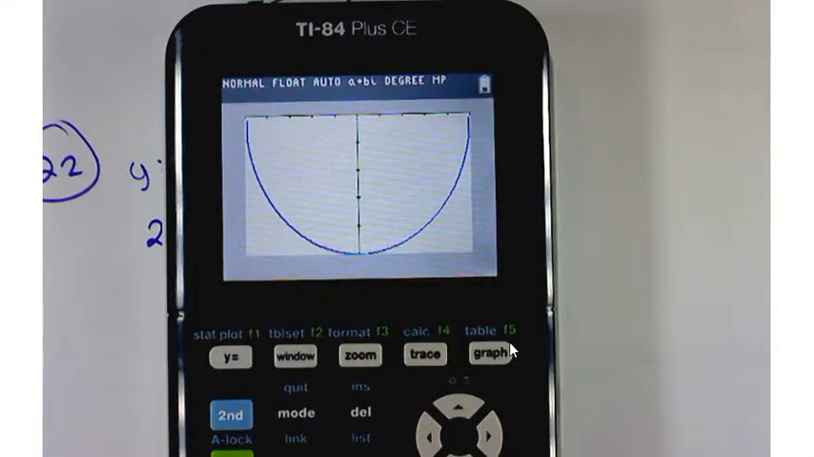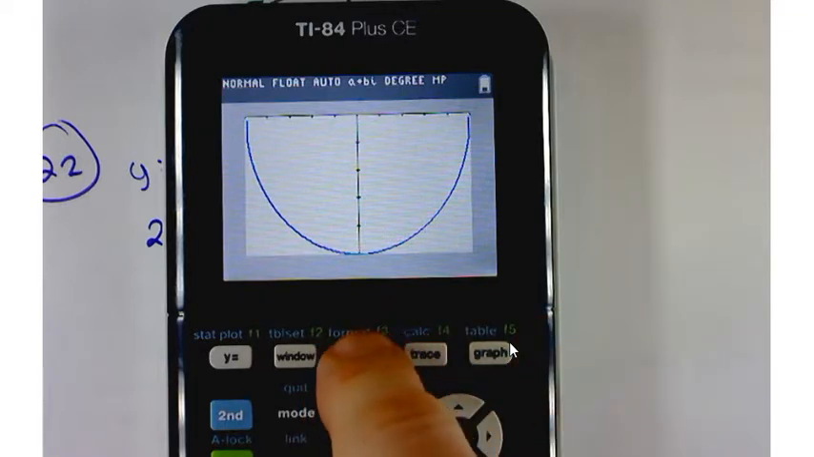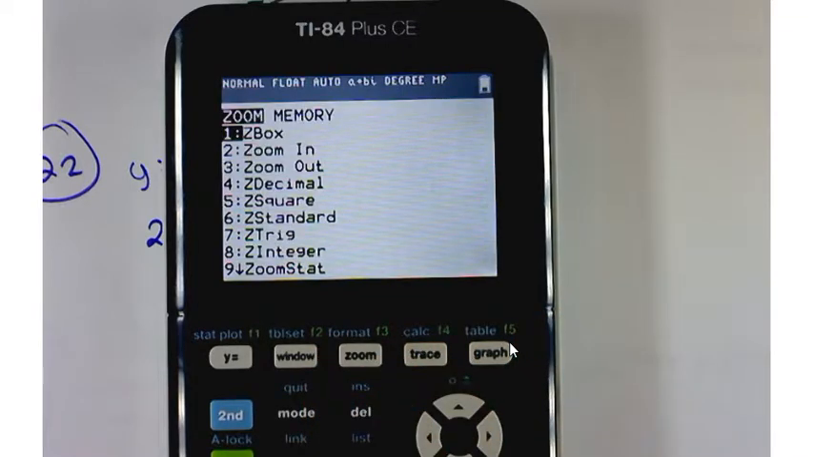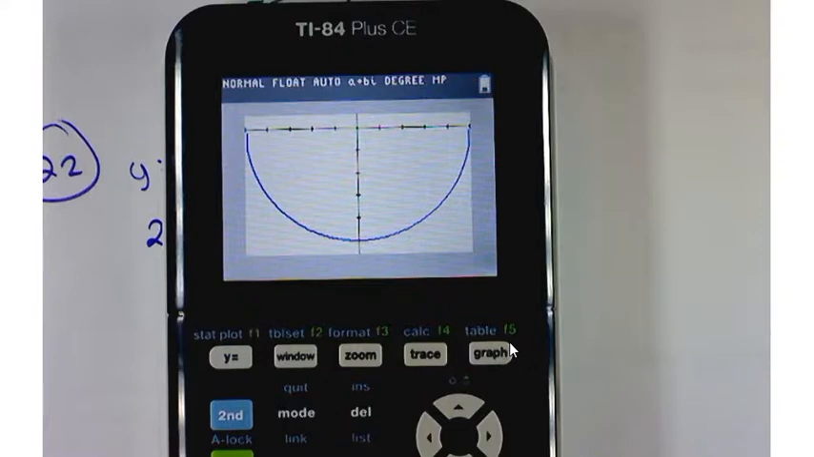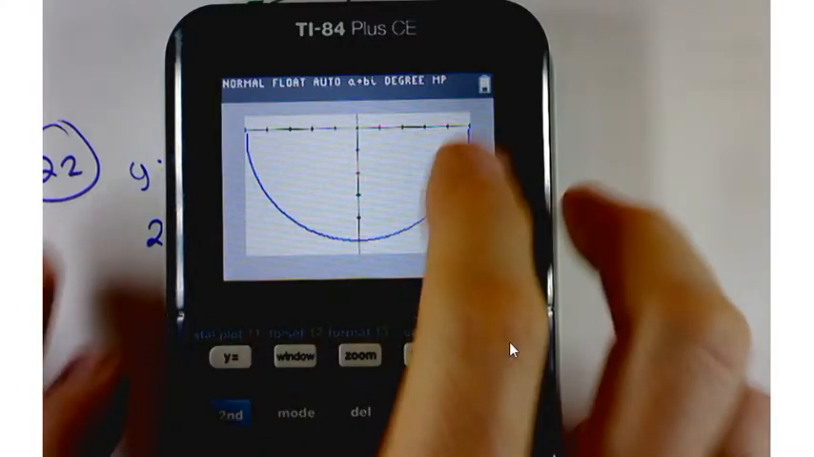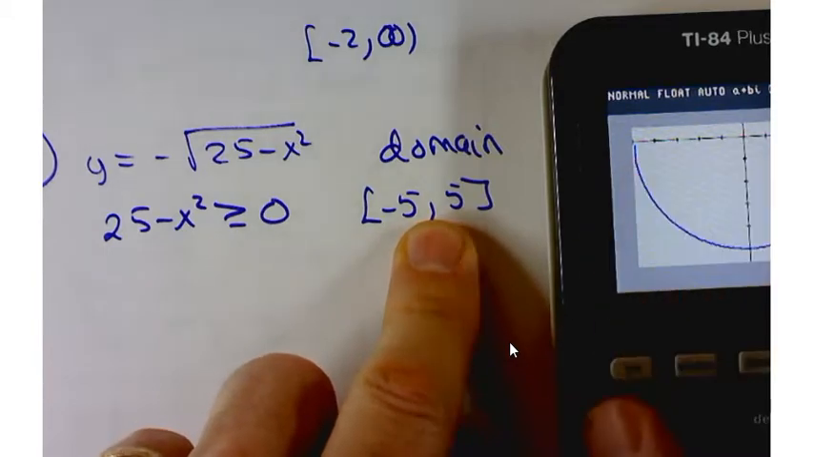So are you comfortable with that much? Let me show you just one other thing. Not that you need to know it, but it'll help you identify what this looks like. If you hit zoom 5, that is zoom square, it'll square things up. And now you can kind of see what this looks like. It's really the bottom half of a circle is what this graph is. So a circle of radius 5. There's your graph. And now that we have the graph, we've got our domain, -5 to 5.